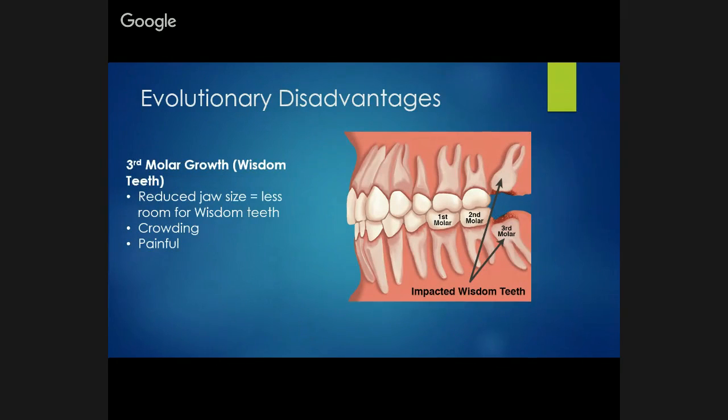So the evolution of the human jaw and its dentition also has some disadvantages. One disadvantage occurs when our wisdom teeth begin to grow. Because of a reduced jaw size, there's less room in the mouth for wisdom teeth. Wisdom teeth commonly crowd other teeth and may be very uncomfortable and painful. It's very common to have these teeth surgically removed.